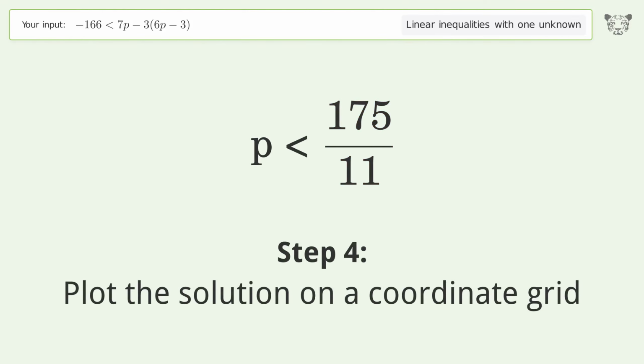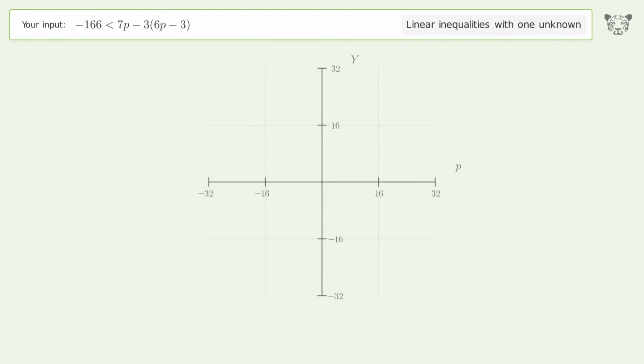Plot the solution on a coordinate grid. And so the final result is p smaller than 175/11 smaller than 1510/11.